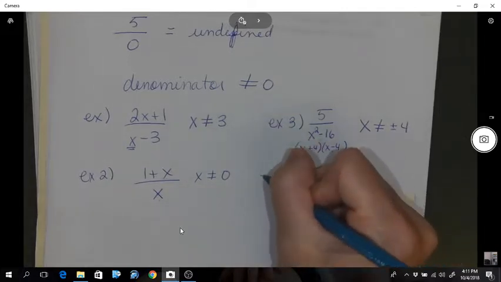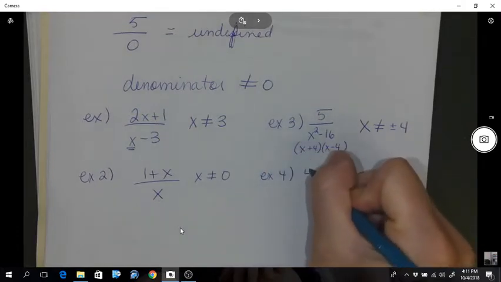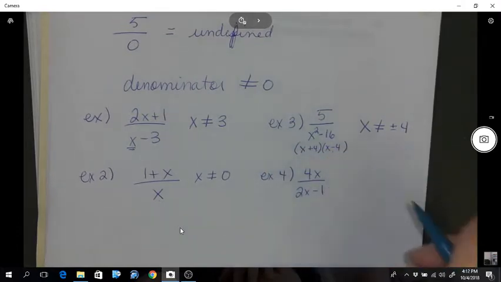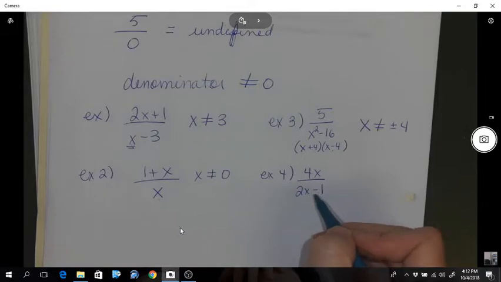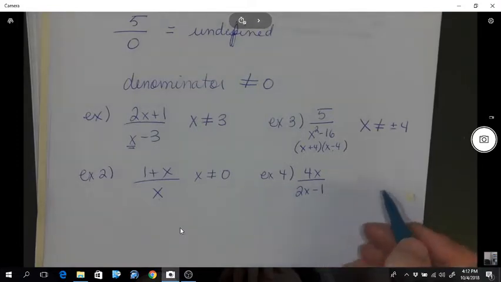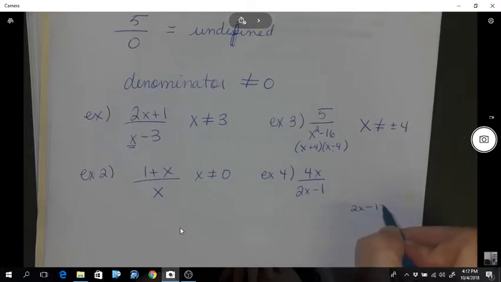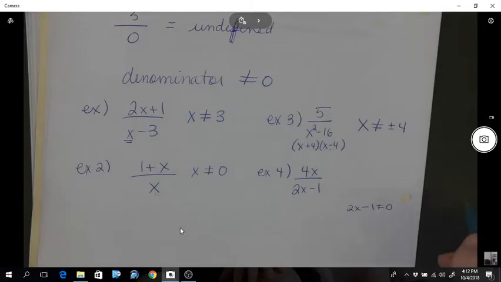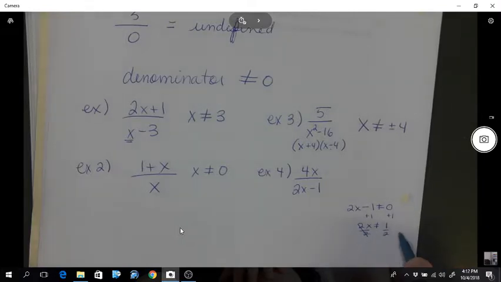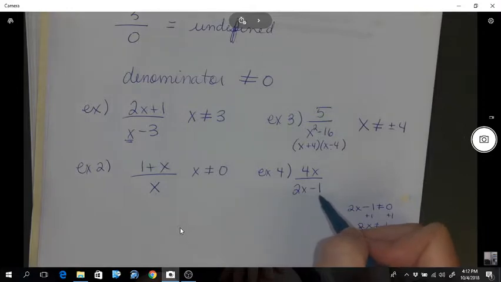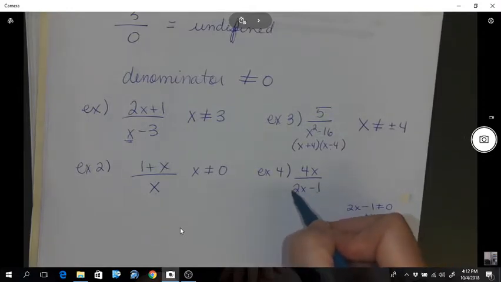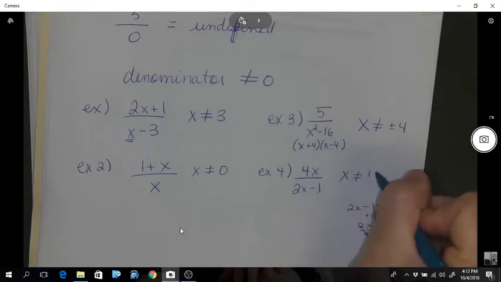Okay, let's say example 4. 4x over 2x minus 1. X cannot be what value? Okay, remember we did this when we were doing complex factoring. The long way would be to think, I don't want this to equal 0. Algebraically, you add 1, and then you would divide by 2. Okay? Or remember when I said the shortcut, take the opposite and divide. So x cannot be 1/2.